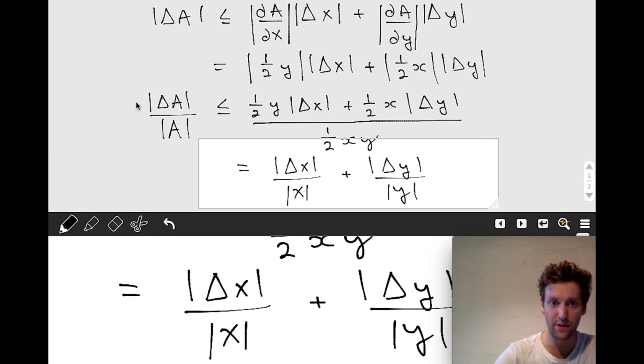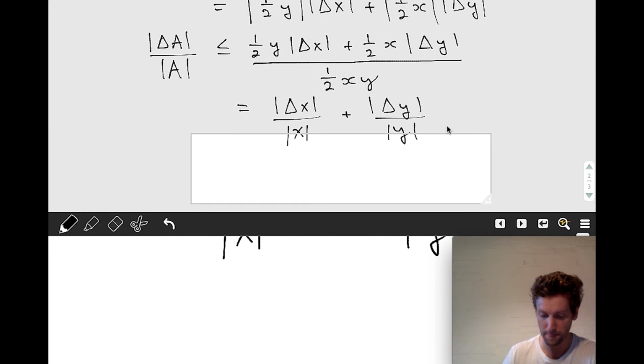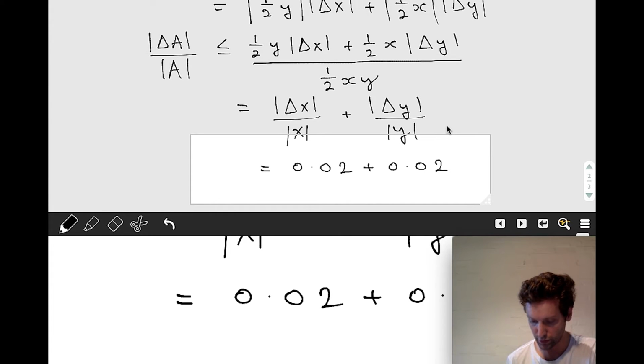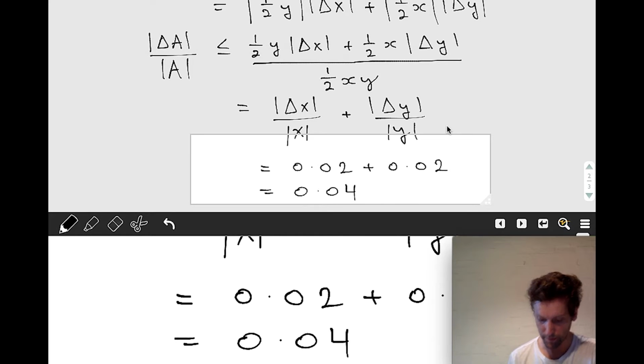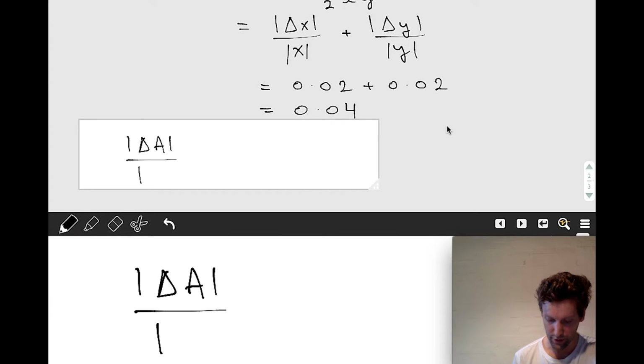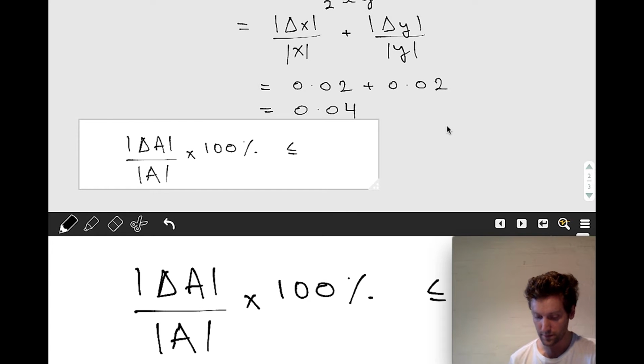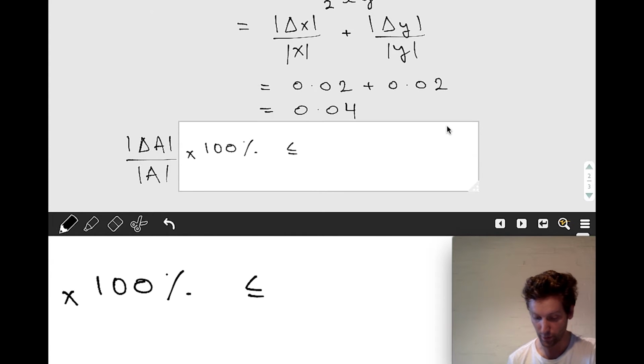And you see that I have expressed the relative error in the area entirely in terms of the relative error of x and the relative error of y. So we know what those are. They're both 2%, or 0.02. So this is equal to 0.02 plus 0.02, which is equal to 0.04. Or if I wanted to express that as a percentage, I'd have to multiply that by 100%. So we see that the maximum possible relative error is 4%. Maximum possible percentage error.